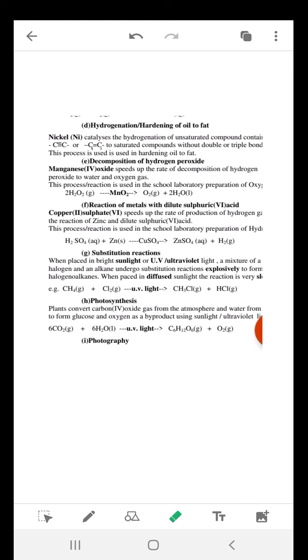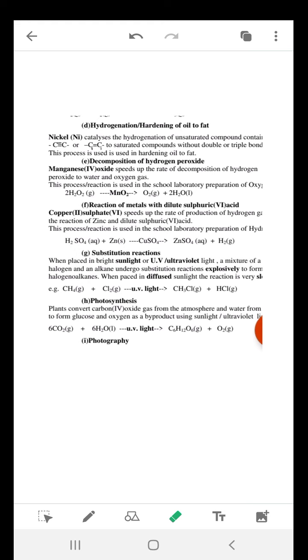Decomposition of hydrogen peroxide, and we always use manganese(IV) oxide as a catalyst. So when hydrogen peroxide is decomposed to give oxygen and water, the manganese oxide there acts as a catalyst. It speeds up the rate of reaction.